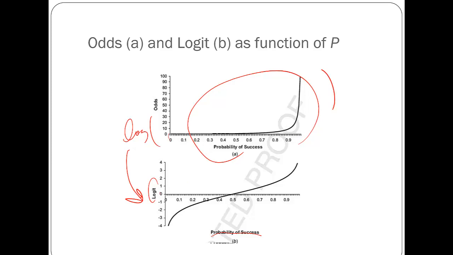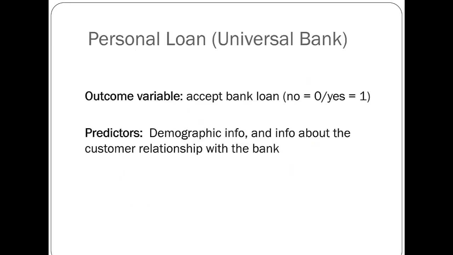So there's a lot going on here, and we can better understand by looking at an example. So let's look at personal loans from the Universal Bank data set. The outcome variable is whether a loan is accepted, 0 or 1, and we've got all sorts of different predictor variables that we would like to be able to use to predict the acceptance of the loan.